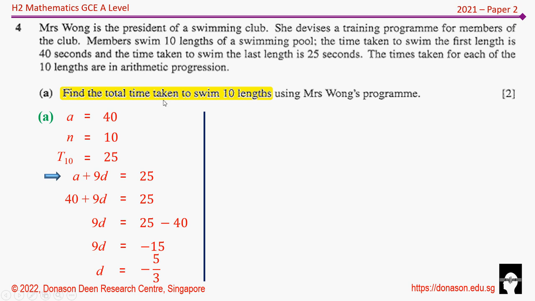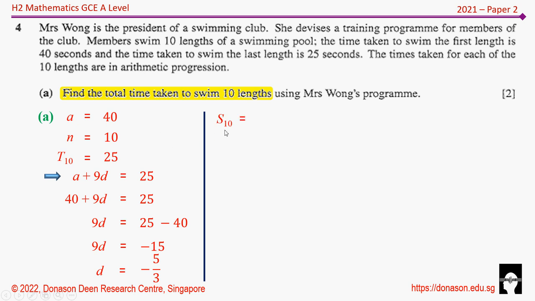So find the total time taken to swim 10 lengths using Mrs. Wong's program. So we need to add up each and every one of the terms, right? Because T1 would be the time taken for the first length, T2 would be the time taken for the second length, and so on and so forth. So when we want to calculate the total time for swimming 10 lengths, we are talking about S10.